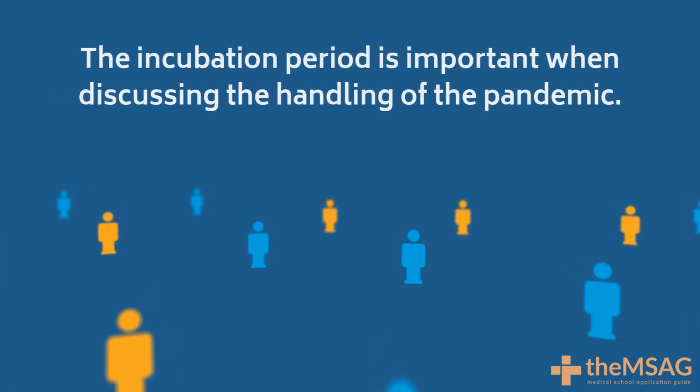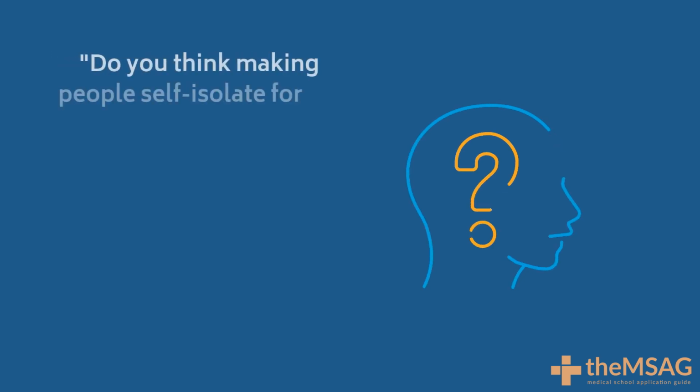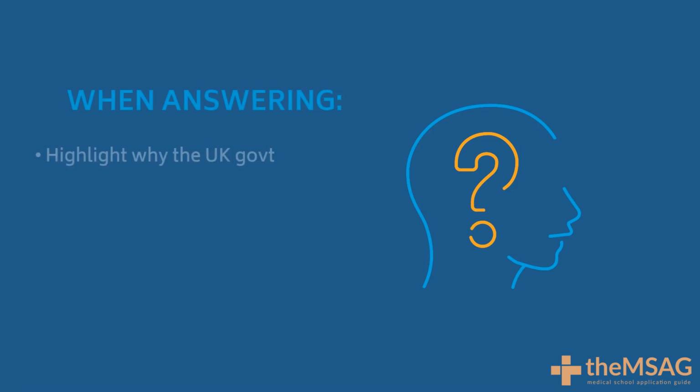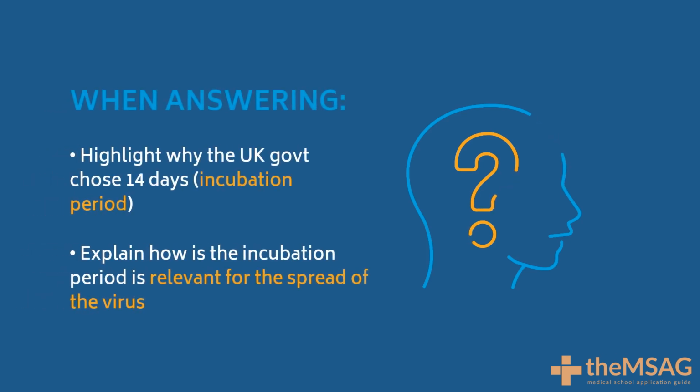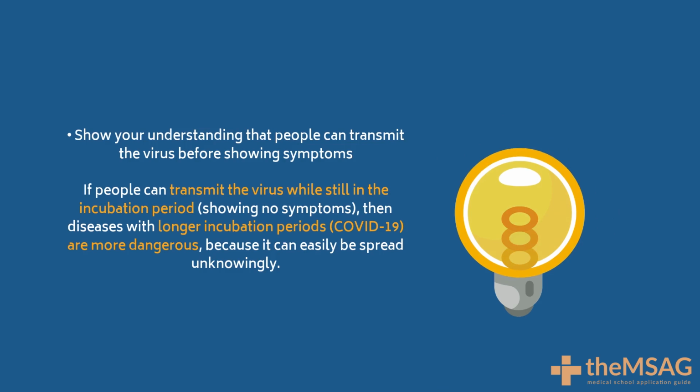The incubation period is important when discussing the handling of the pandemic in the interview. For example, if you are asked this question, do you think making people self-isolate for 14 days is too long? Should the government have asked for 7 days of isolation like some other European countries? What would you say? When thinking about your answer, something good to start with would be to show your understanding about why the UK government chose 14 days initially, and what the incubation period means for the risk of spread of the virus. You should also show understanding that because of the incubation period, people can transmit the virus before they develop symptoms. This is important as longer incubation times can be dangerous.